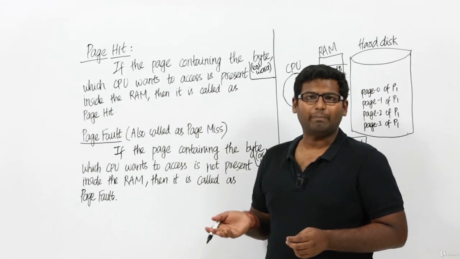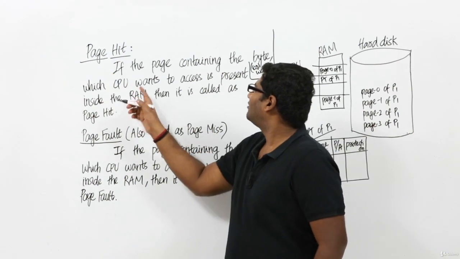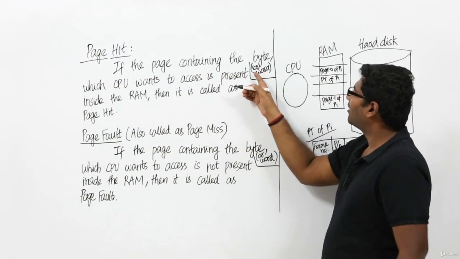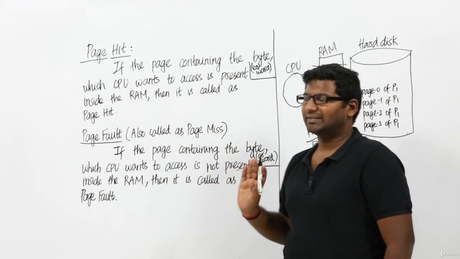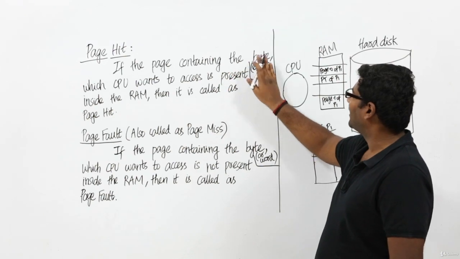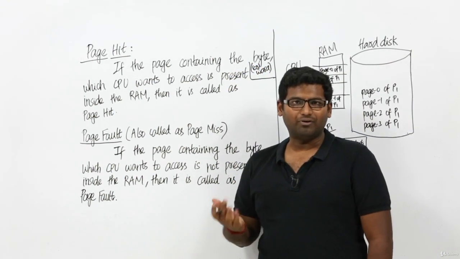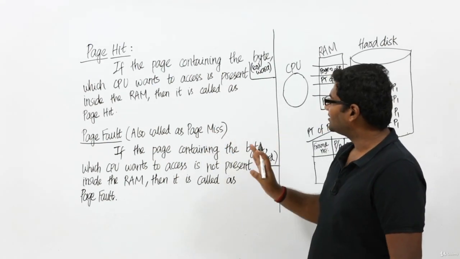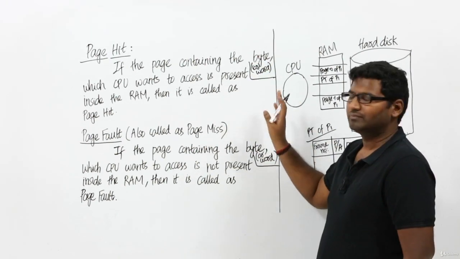Let's see what is meant by page hit and page miss. Page hit: if the page containing the byte or word... we have not seen what is meant by word yet; we will see that a bit later. As of now, just assume that I mean only byte. I've just written this word because after seeing what is meant by word, you will understand this clearly. As of now, just think that it is having only byte, but write word as well.